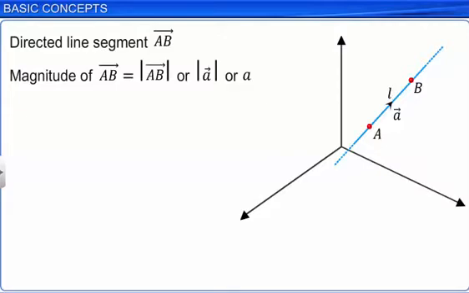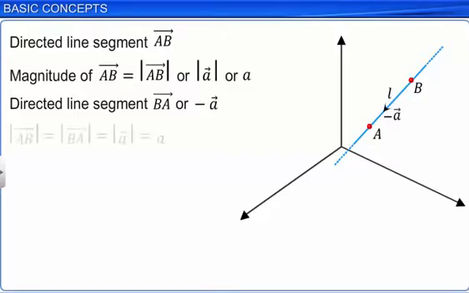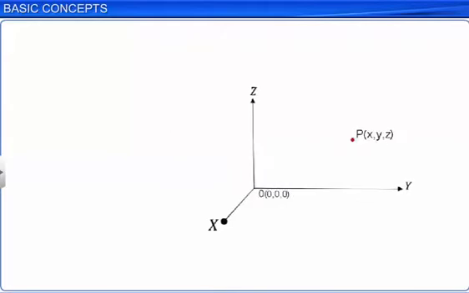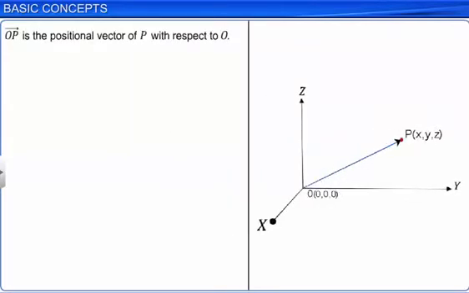If the direction of the directed line is reversed, we get vector BA. In this case, the initial point is B and the terminal point is A, and vector BA is equal to minus vector AB. Note that the magnitude of vectors AB and BA is the same and equal to the length of line segment AB. Now consider a point P in a three-dimensional coordinate system. Vector OP, with its initial point at the origin and its terminal point at P, is called the position vector of point P with respect to the origin.